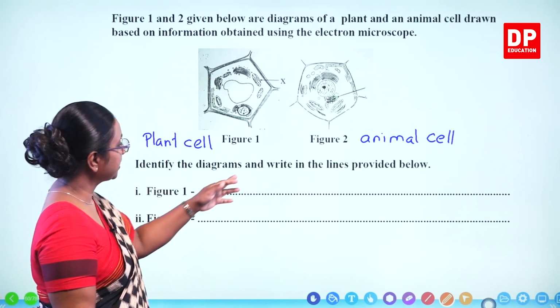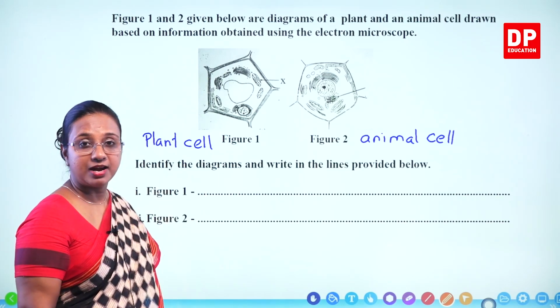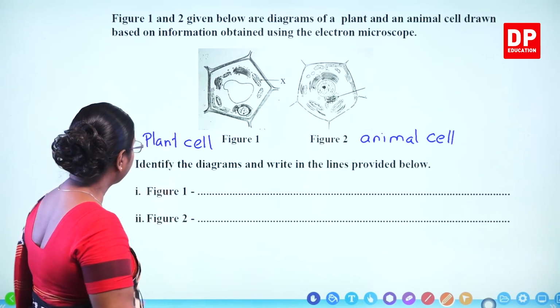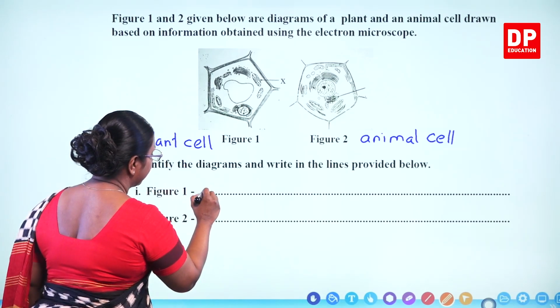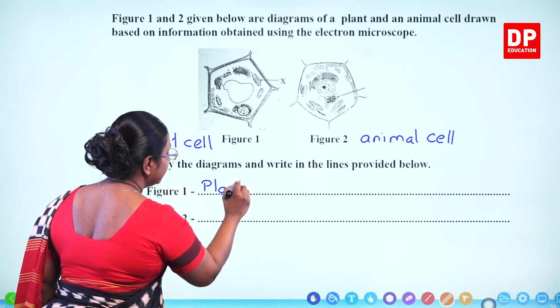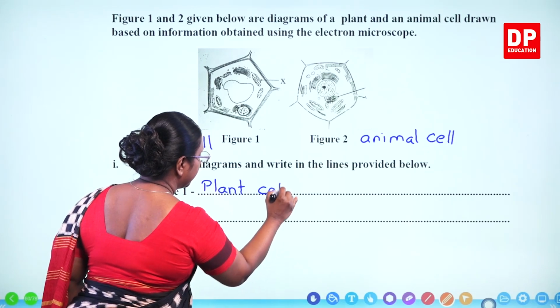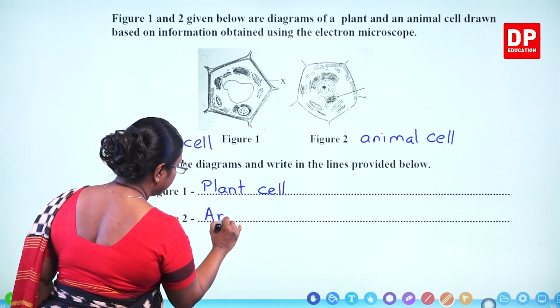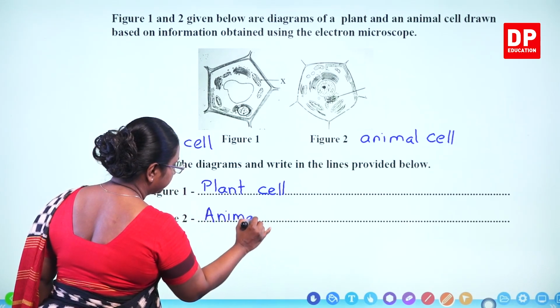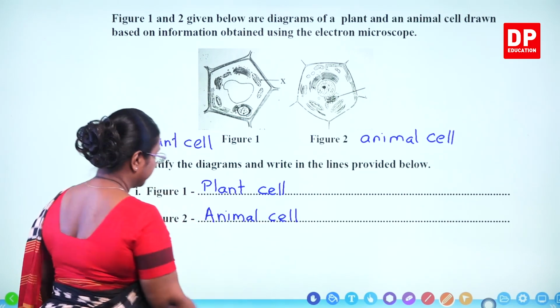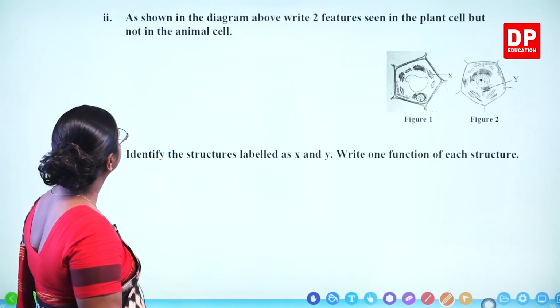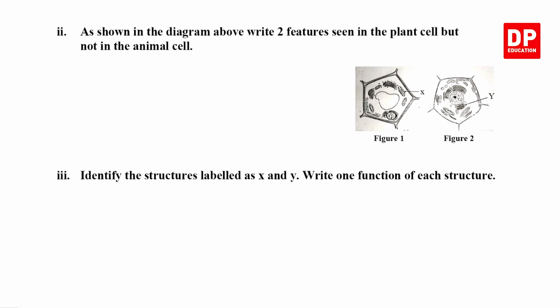Identify the diagrams and write in the lines provided below. So you have to write that here again. Figure 1 is plant cell, and figure 2 animal cell. The next question. As shown in the diagram above, write 2 features seen in the plant cell but not in the animal cell.